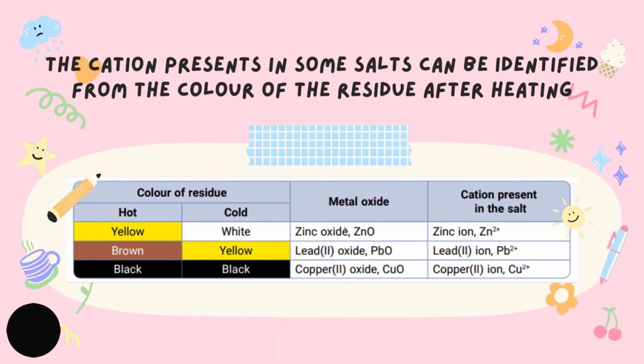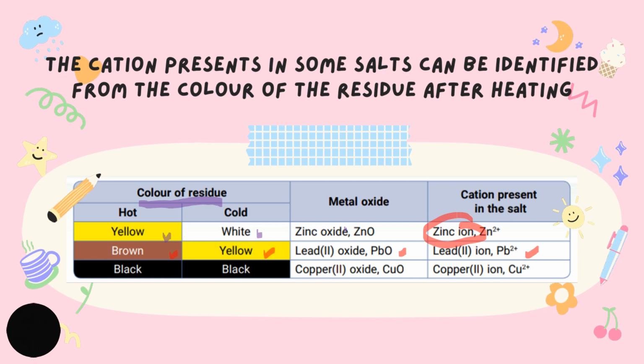Okay, here is the color of residue. The cation present in some salts can be identified from the color of the residue after heating. Okay, here are some examples. When the residue is yellow when hot and white when cold, the residue is zinc oxide, meaning the cation present in the salt is zinc ion. When the color of residue is brown when hot and yellow when cold, the residue is lead oxide, meaning the cation present is lead ion.